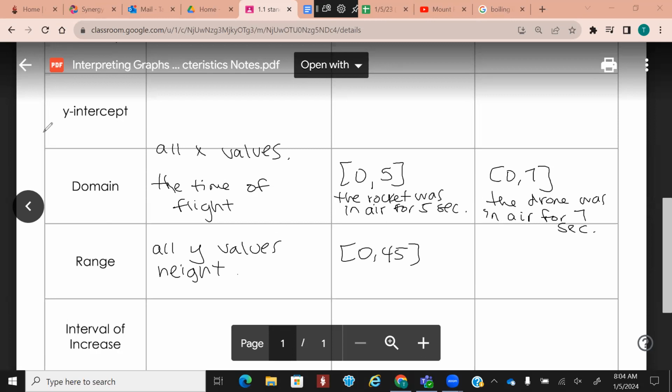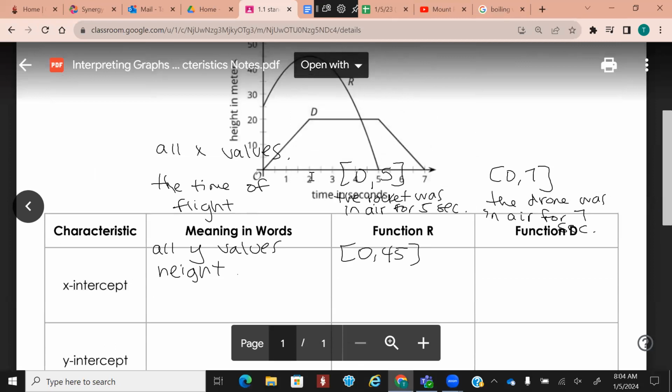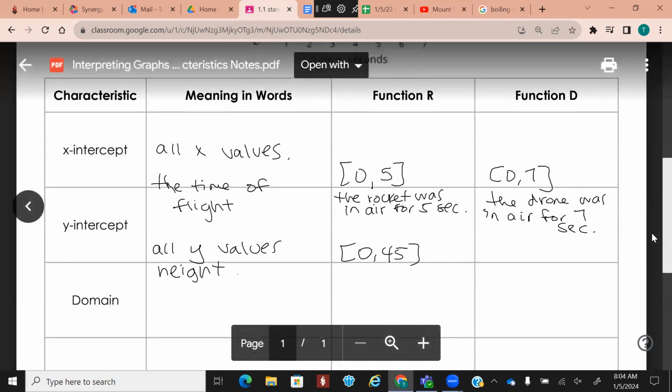What about for the drone? What's the lowest that it gets? And what's the highest that it gets? Okay, so from 0 to 20.